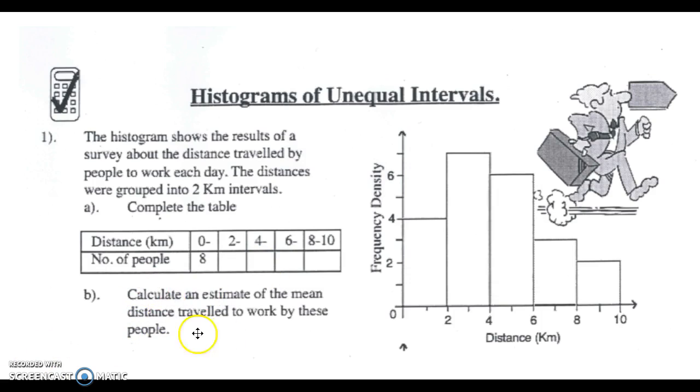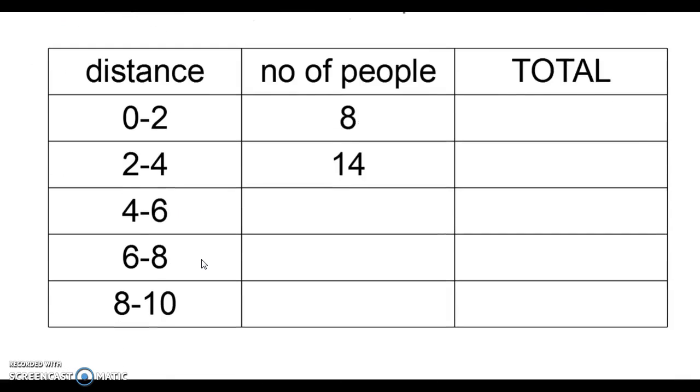Okay, for part B then, calculate an estimate of the mean distance. So mean from this table, if I just scroll down, if we just look at it vertically, the distances went from 0 to 2, 2 to 4 and so on. We've worked out that the first one had a frequency of 8, the second one 14, and you will have now worked out these last 3. When you're doing the mean from one of these tables, remember we need the total first of all, and we need the total for each of these groups individually.